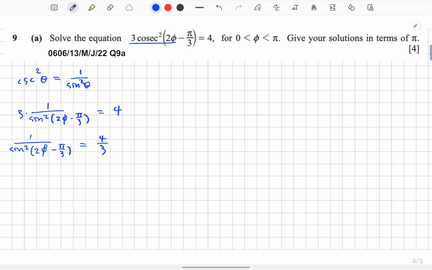Now we can rearrange this equation to isolate our sine function. Now our function is in the denominator. We can flip it over to get the function itself. Now we can take the square root of both sides, but be careful because we need to make it plus and minus because the result will be the same.